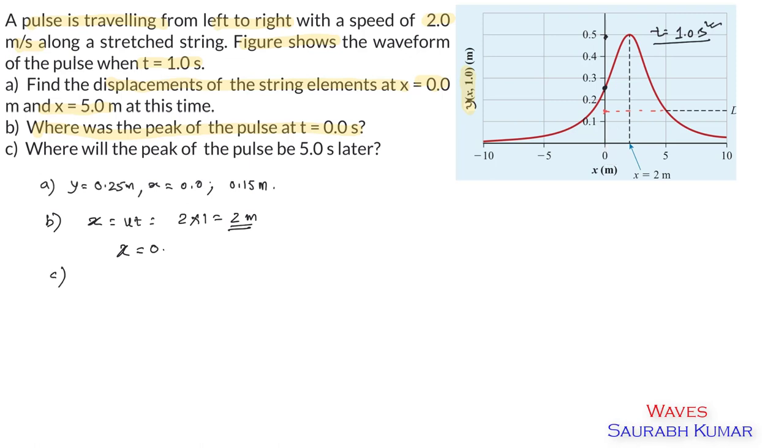Part C, where will the peak of pulse be 5 second later? Now in 5 second, distance traveled using same formula will be 2 into 5 equal to 10 meter. I have to find position 5 second later, so 5 second from this time. In 5 second, how much distance is traveled? It travels 10 meters. So what will be x coordinate of this peak? 10 plus 2, that is 12 meter. So peak will be at x equal to 12.0 meter.